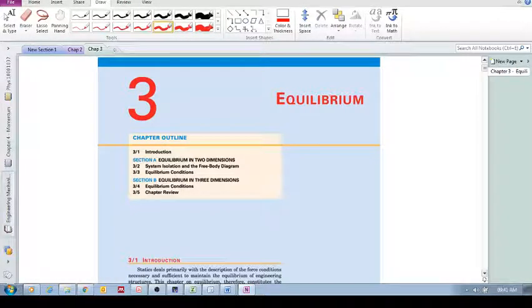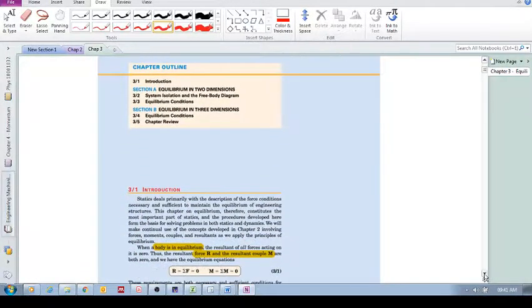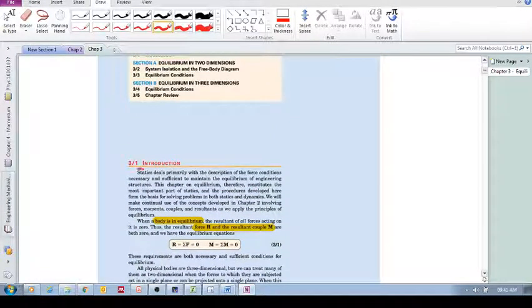Okay, welcome to Chapter 3, Equilibrium. Just a quick overview here. We're going to look at equilibrium in two dimensions. This is Section A, and then equilibrium in three dimensions, Section B. So this course is called Statics.